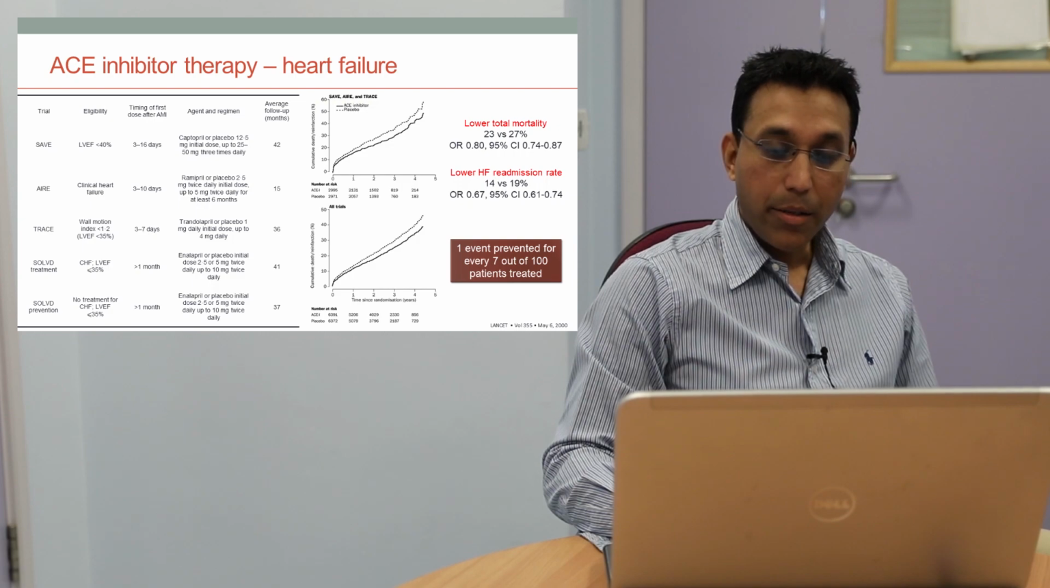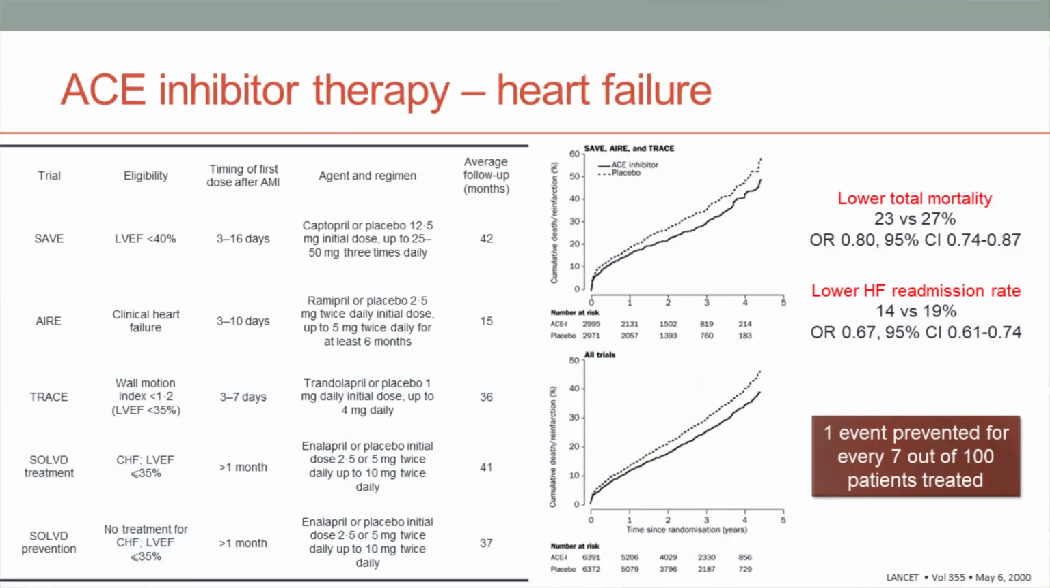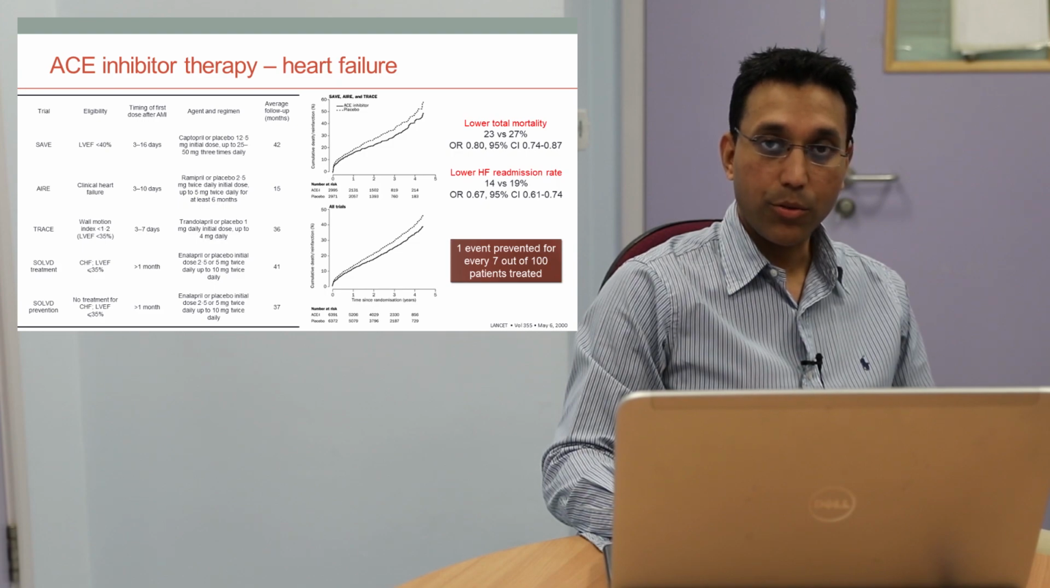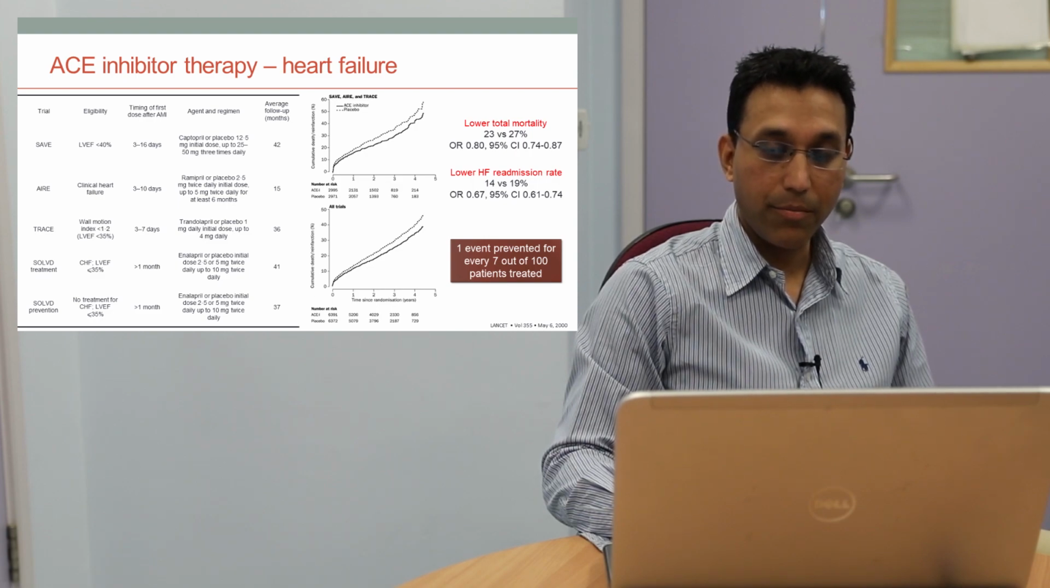This is a Lancet meta-analysis evaluating 5 heart failure trials, 3 starting during the first 1 to 3 weeks post-MI. So that's the top right graph, SAVE, AIR, and TRACE trials. But altogether involving just over 12,000 patients with an average follow-up of 35 months, with left ventricular ejection fraction less than 35%, or less than 40% if there was also clinical heart failure. ACE inhibition was associated with a lower total mortality, 23% versus 27% compared to placebo. Most of the mortality benefit was due to fewer deaths from progressive heart failure.